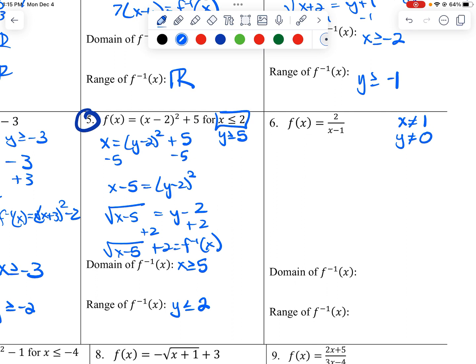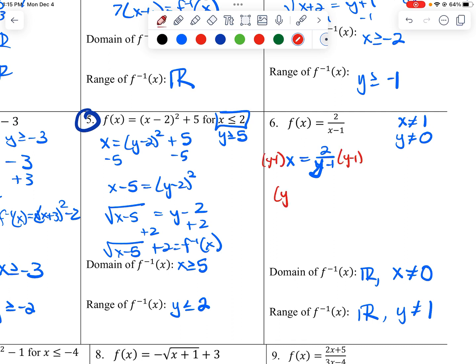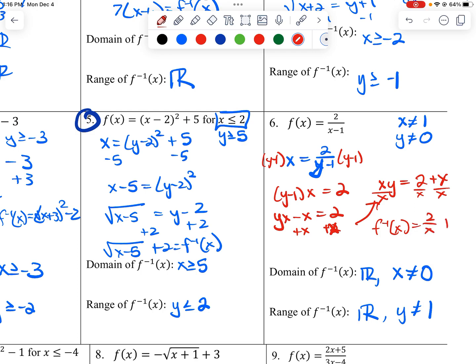So for our domain, it's all reals except x can't be 0, and our range is all reals except y can't be 0, or y can't be 1, sorry. So let's see, if we swap this, x equals 2 over y minus 1. So let's multiply by y minus 1. So we have y minus 1 times x equals 2. We could distribute, so yx minus x equals 2. Add x. So we have xy equals 2 plus x, and then divide by x. So we have our inverse equals 2 over x plus 1.